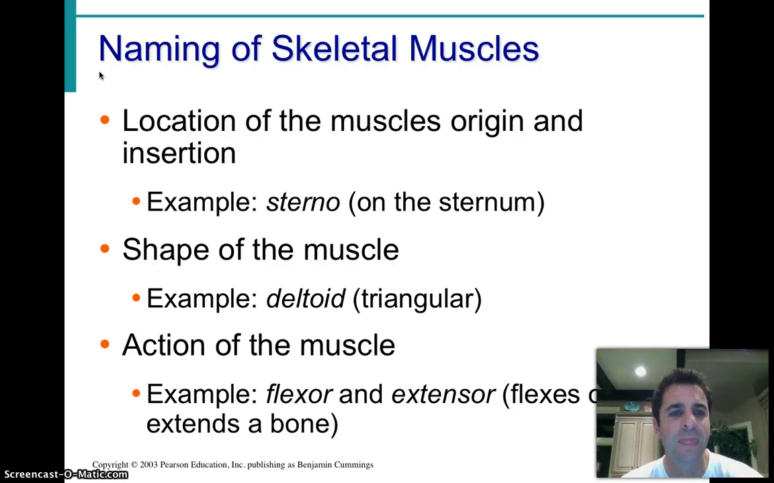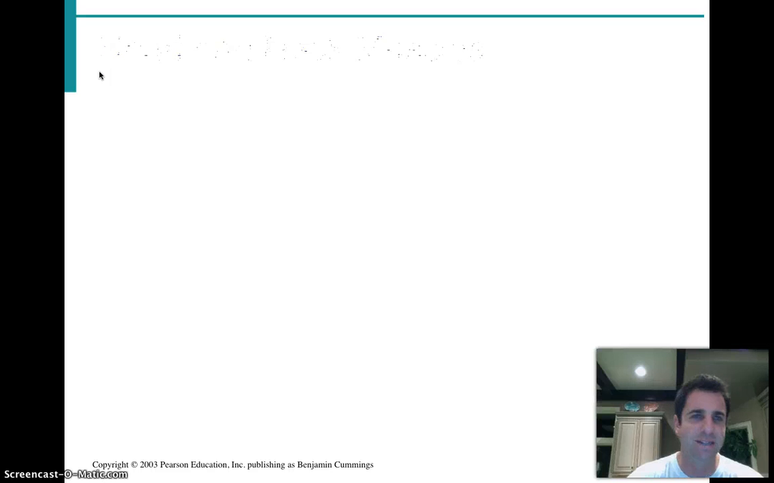Not a good job. And then also by the action of the muscle, what it does. So flexor, extensor. We did that exercise in class today.